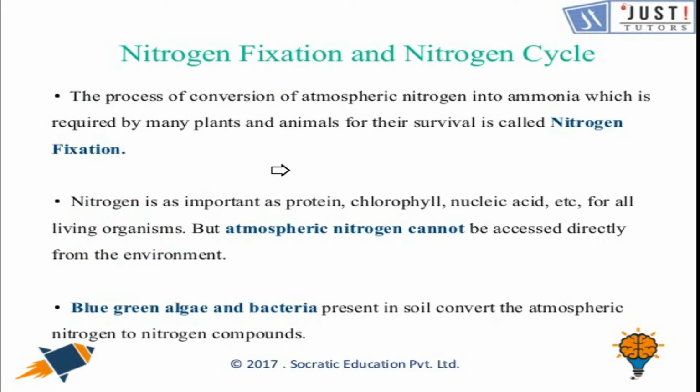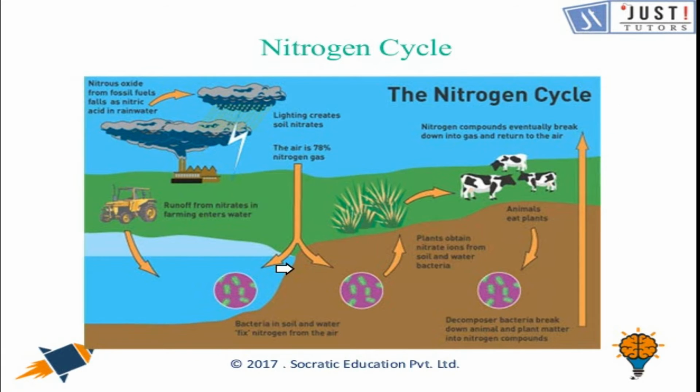Then the next topic that we are going to learn about is nitrogen fixation and the nitrogen cycle. The process of conversion of atmospheric nitrogen to ammonia, which is required by many plants, is called nitrogen fixation. In the atmosphere, we have atmospheric nitrogen that cannot be directly accessed from the environment. So we convert that nitrogen so it can be used by plants and animals. Blue-green algae and bacteria in the soil convert this atmospheric nitrogen to nitrogen compounds. So let's learn more about the nitrogen cycle.